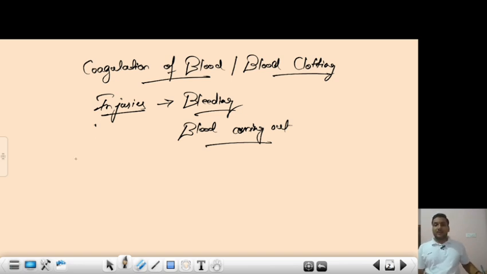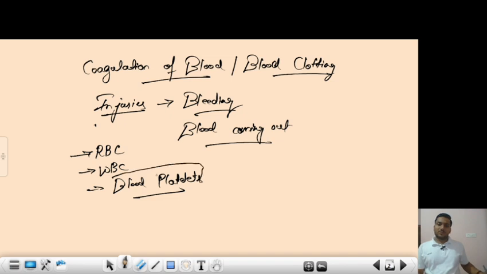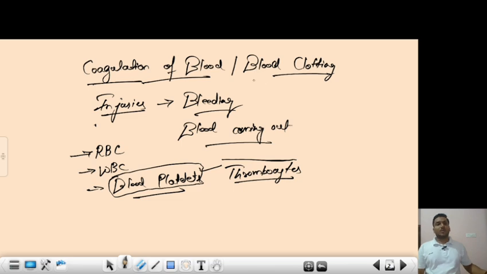So as you know that blood consists of three important components, that is RBC, WBC and blood platelets. The major component which is responsible for the coagulation of blood is blood platelets, also known as thrombocytes. The basic function of these thrombocytes is to help in the coagulation of blood or blood clotting. Blood clotting is a process in which the blood from any injury of the body stops coming out due to some factors.